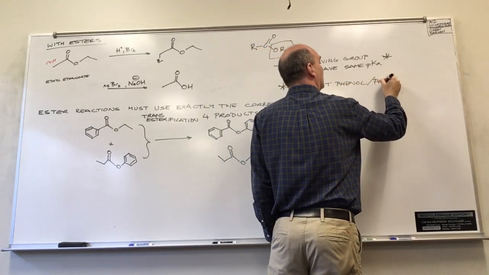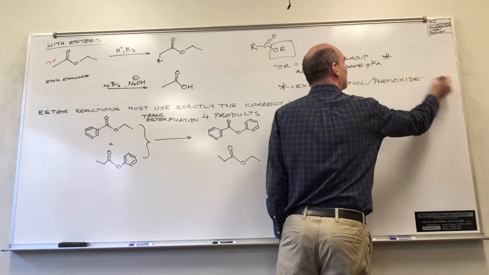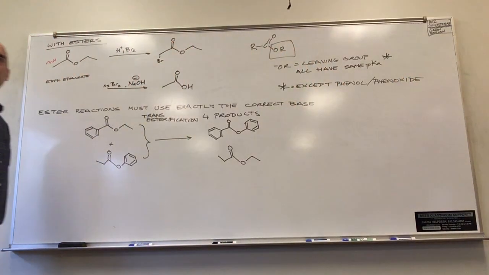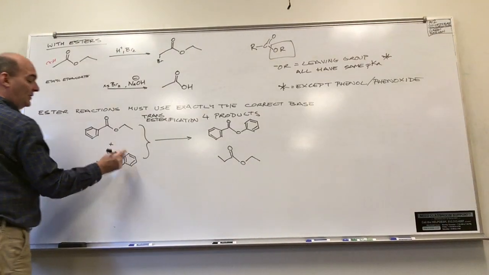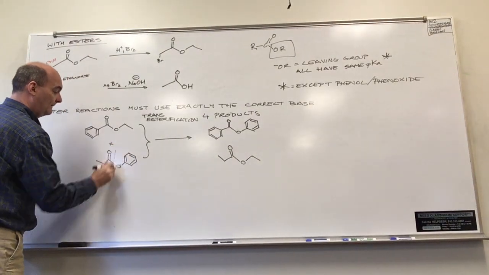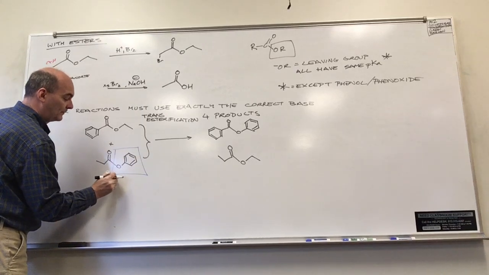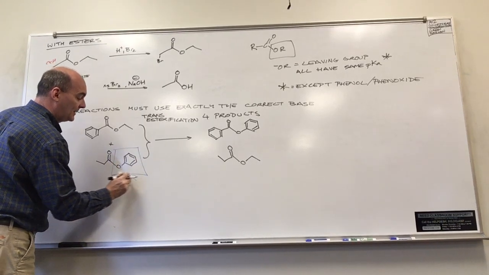Except phenol and phenol's alkoxide ion, which is called phenoxide. Phenol, remember, is 1,000,000 times more acidic. That is 1,000,000 times less basic than most alcohols. That means it does not hold on as well as the others do. It's a better leaving group. So this turns out right here. This is a better leaving group.